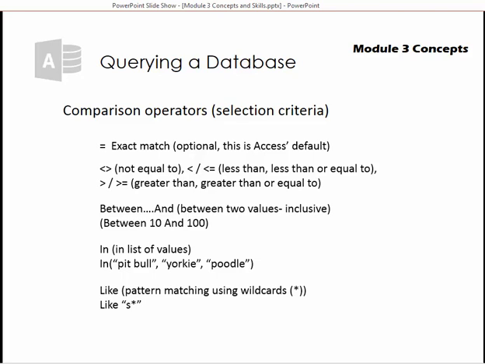This will return all records where an owner's last name starts with the letter S. Finally, there's a special operator called isNull. Null is a special value. It means absence of a value. If a field doesn't contain a value, that field is said to be null. You can use the isNull criteria to return records where a field does not contain a value.